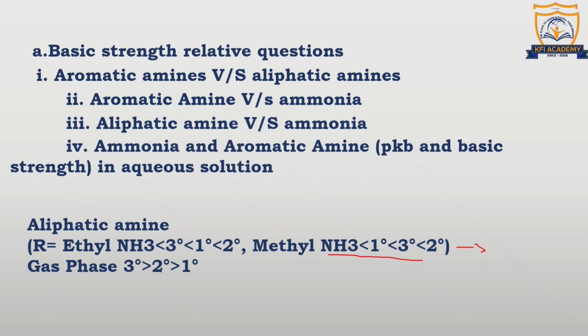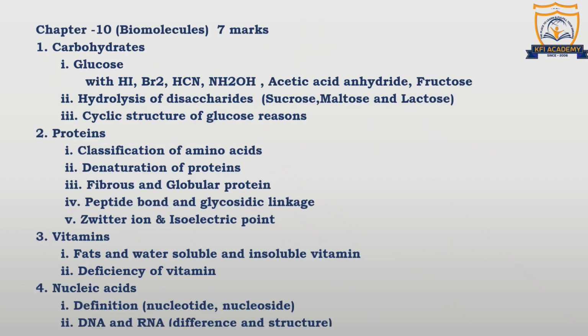So next, biomolecules. 7 marks solid you can get. Some important reactions: glucose with HI, Br2, HCN, hydroxylamine. HCN and hydroxylamine were already studied in the aldehyde, ketone, carboxylic acid chapter, once again just to revise. And hydrolysis of disaccharide. For 1 mark we can expect: any disaccharide or trisaccharide under hydrolysis, what type of product we will get. And the reason behind the cyclic structure of glucose.